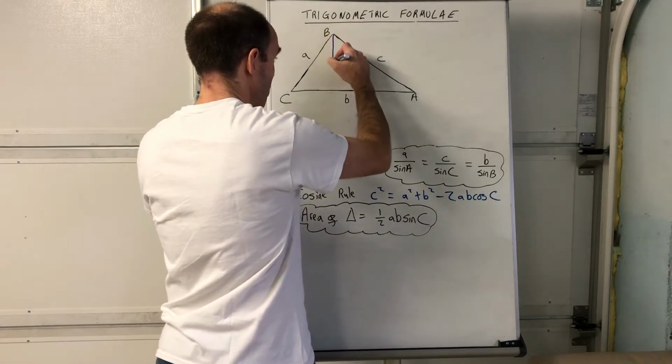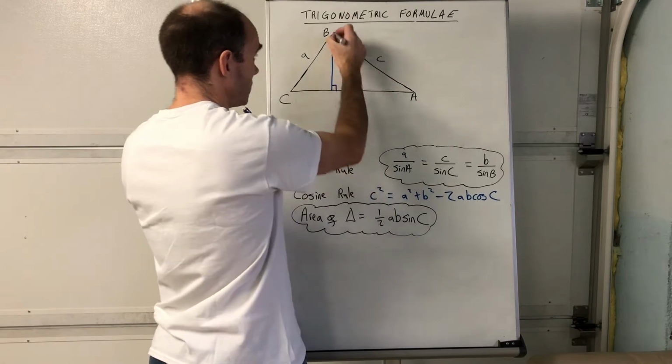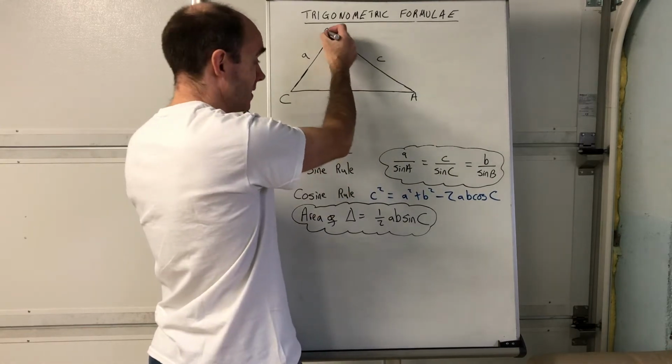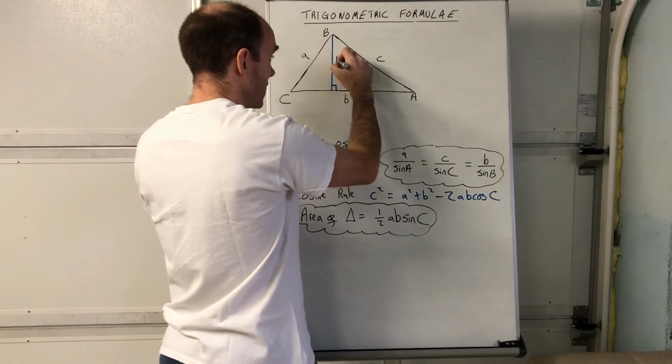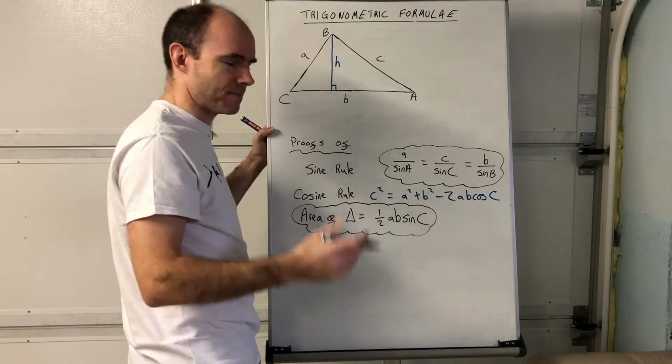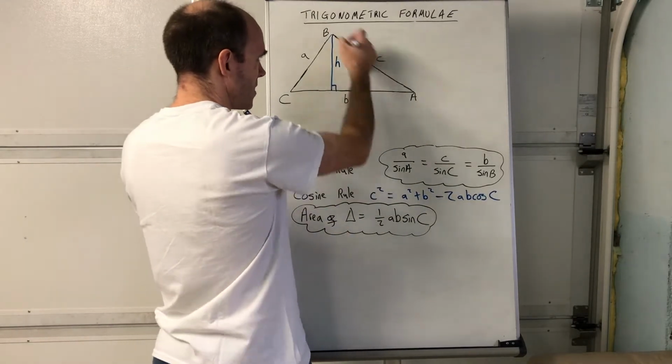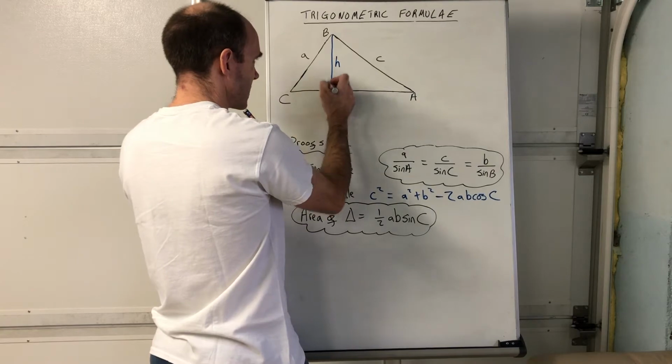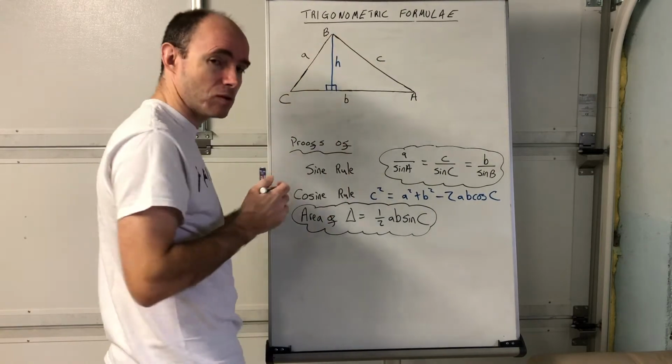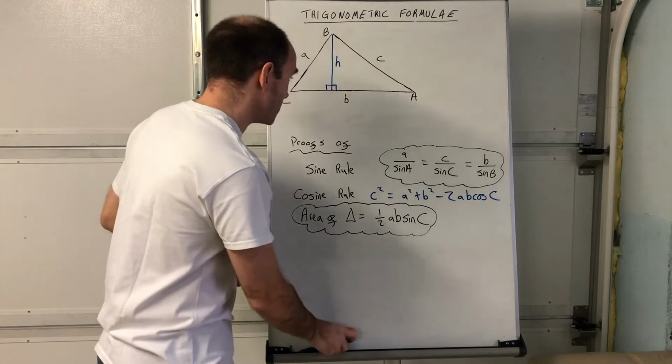The first step is just to drop a perpendicular from B, angle B there, to the base. I'm going to call that h, for obvious reasons, the height. It gives me a right-angled triangle that I can use, and I've got a right-angled triangle on this side as well. I'm going to use that to prove these results.